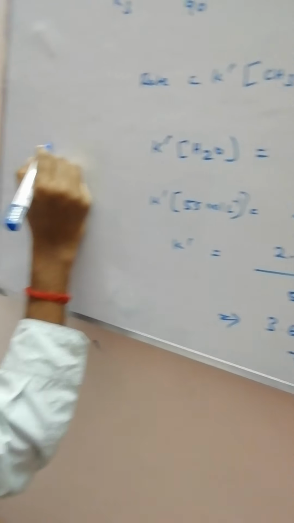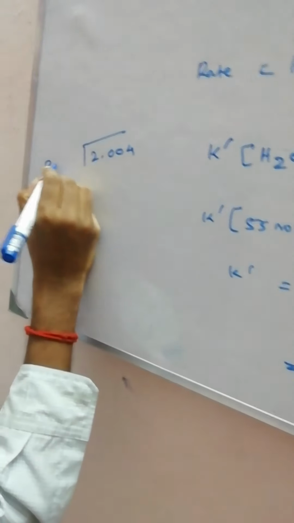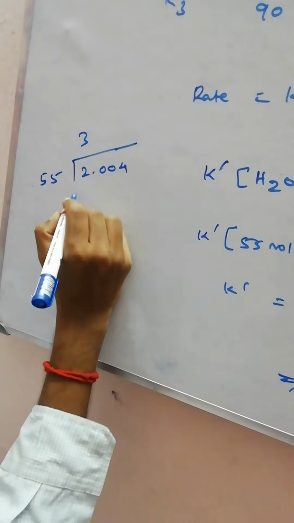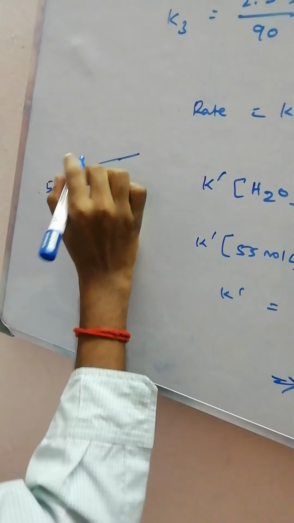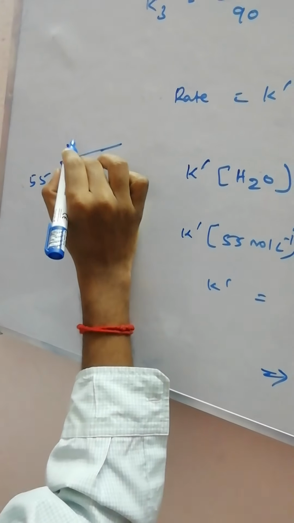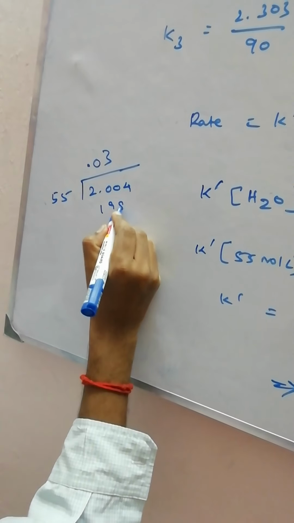Now we have to see how to get this value. 0.024 by 3.64, 55 equal to 3 times, you will get 18. Then 180 plus 18, 198.